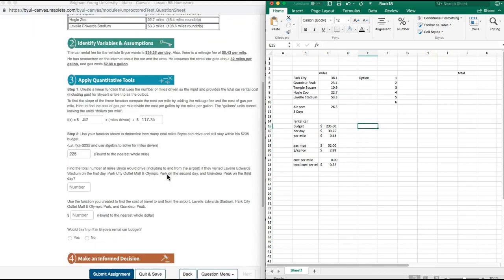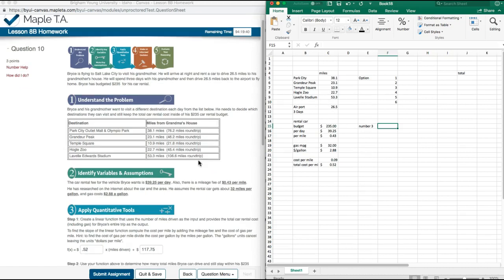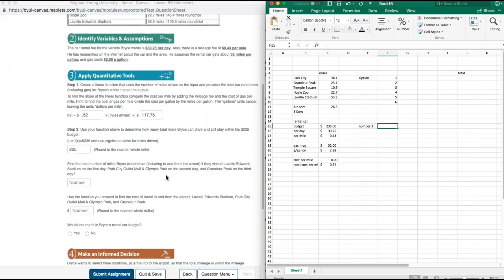We're still in number 3, so let's just put number 3 and then we can get some of these calculations in here. We want to find the total number from the airport, and I wrote that down over here as well. From the airport is 26.5 miles. So we need to go to and from the airport, so we need to double that, including to and from the airport.